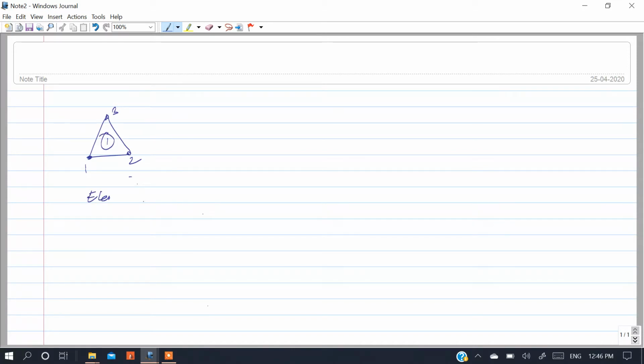So the number of elements here will be 1, and the nodes are 3. The displacement at node number 1 is in x and y, considering the z direction equal to 0: u1, v1. There will be this 2 plus this 2 plus this 2, so the total displacement degrees of freedom will be 6, and the number of shape functions will be equal to 3.